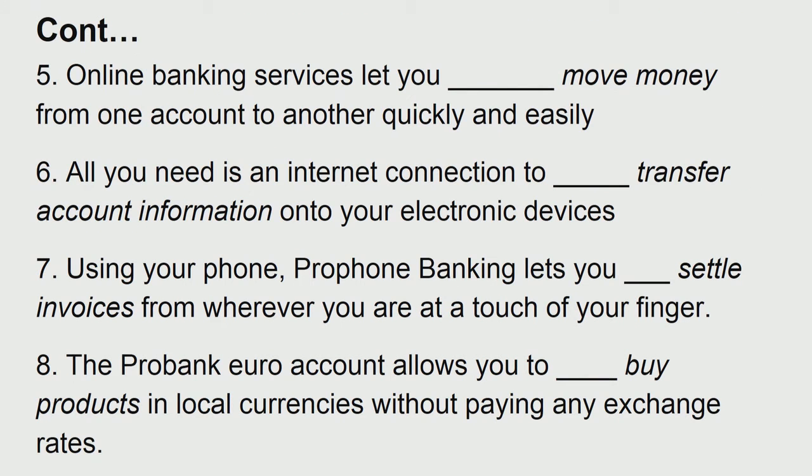Next one, online banking services let you move money from one account to another quickly and easily. Next one, all you need is an internet connection to transfer account information onto your electronic devices. Number 7, using your phone, Prophone banking lets you settle invoices from wherever you are at a touch of your finger. Number 8, the ProBank Euro account allows you to buy products in local currencies without paying any exchange rates.